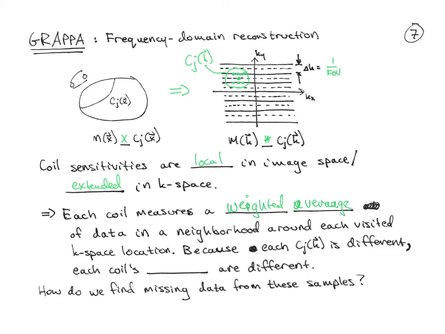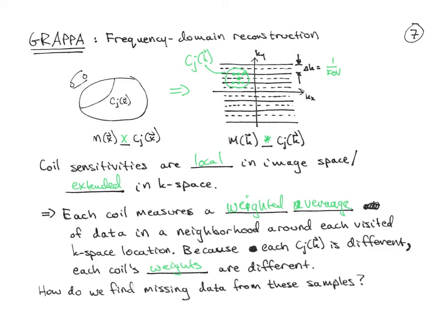Each coil measures a weighted average of data in a neighborhood around each visited k-space location. And because each coil sensitivity is different, both in the space and the Fourier domain, each coil's weights are different. So this is a clue about how we might be able to fill in data that we miss. Okay, so what I'm showing here then is, in this acquisition, the solid lines represent data that we did collect, and the dashed lines represent data that we did not collect but need to fill back in.